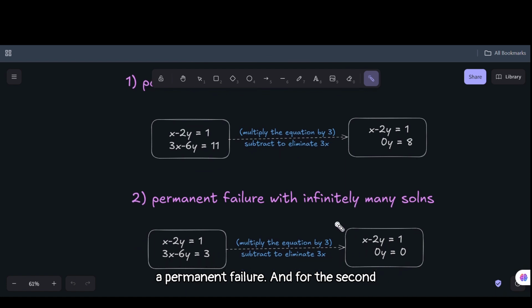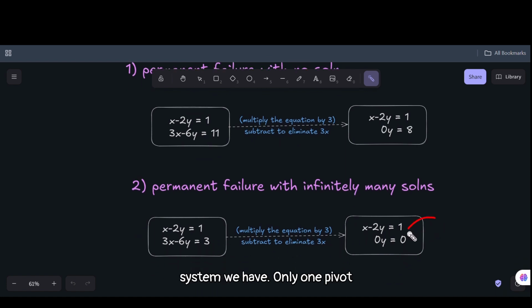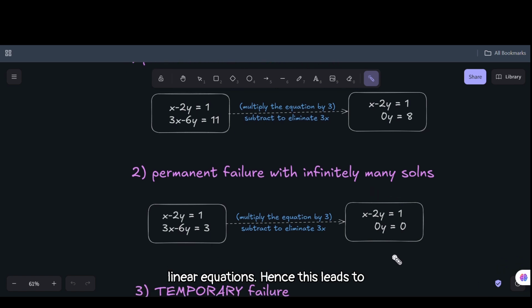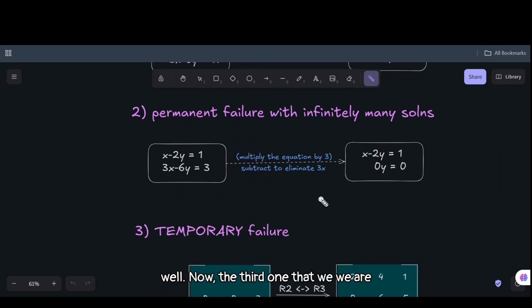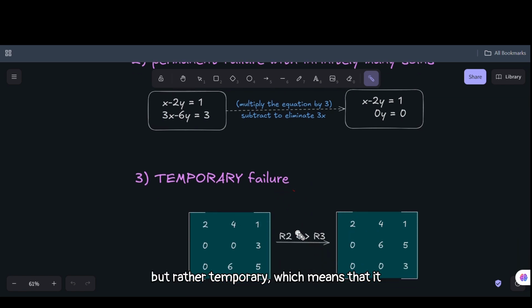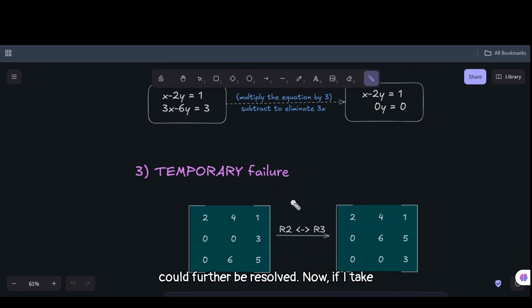And for the second system, we have only one pivot because we have no pivot here, pivot can only be non-zero, and our number of linear equations is 2. So for our system, the number of pivots is less than the number of linear equations, hence this leads to infinitely many solutions, and this is considered a permanent failure as well. Now the third one that we are going to encounter is also a failure, but rather temporary, which means that it could further be resolved.